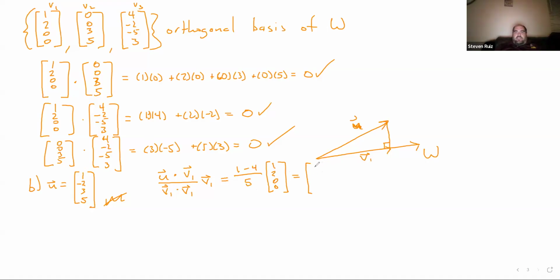Times 1200. So negative 3 over 5, negative 6 over 5, 0, 0. And now I'm just going to repeat this process with the other two vectors that make up the basis, not u1, just u, that make up the basis for W. So u dot v2 over v2 dot v2 times v2.